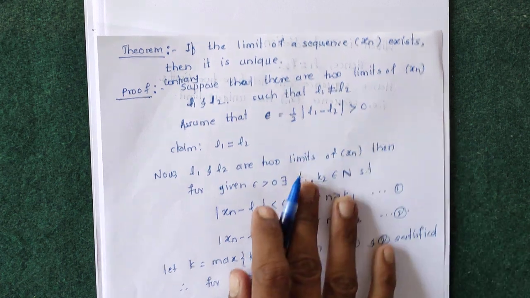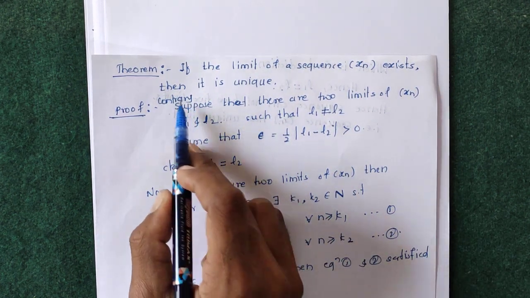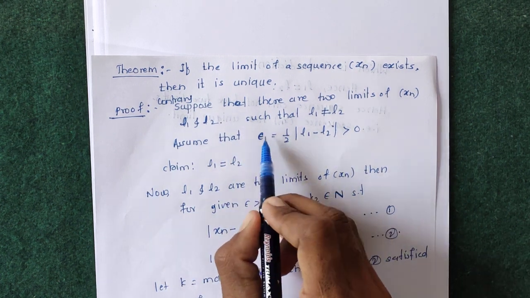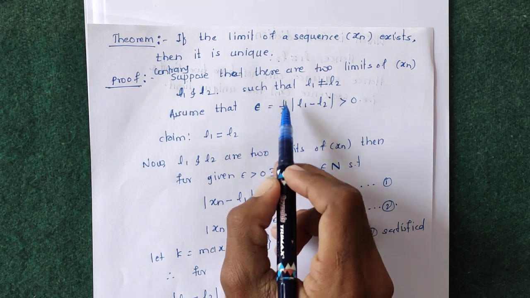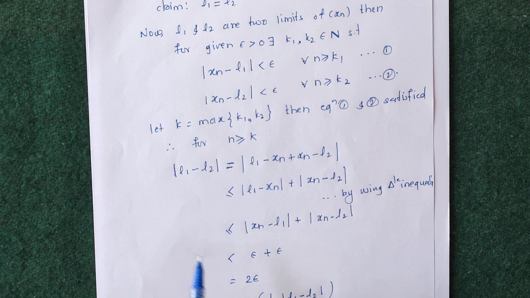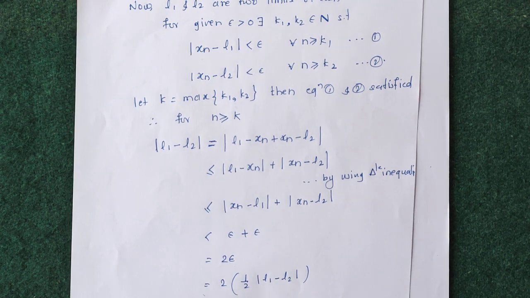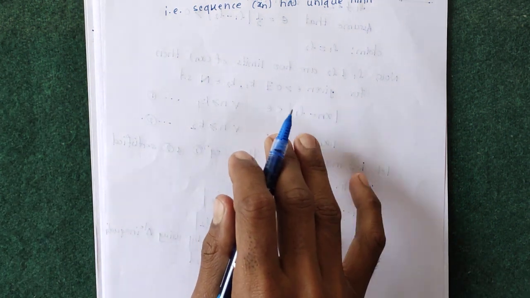Here we have supposed that L1 and L2 are different, but this is wrong because we are supposing this contrary. So there must be some epsilon for which we cannot find such k. If you choose epsilon equal to 1 by 2 mod L1 minus L2, then for this epsilon we get mod L1 minus L2 strictly less than mod L1 minus L2, which is not possible. Hence every sequence of real numbers has a unique limit, hence the proof of this theorem. Now we will see some examples on the definition.